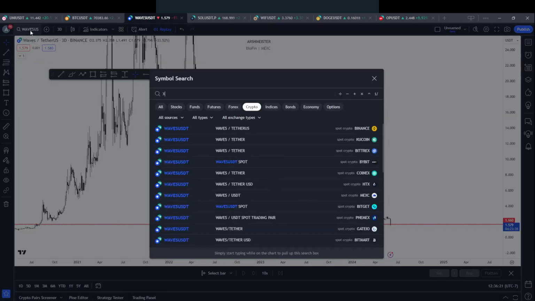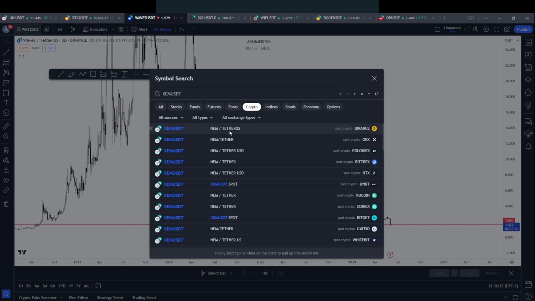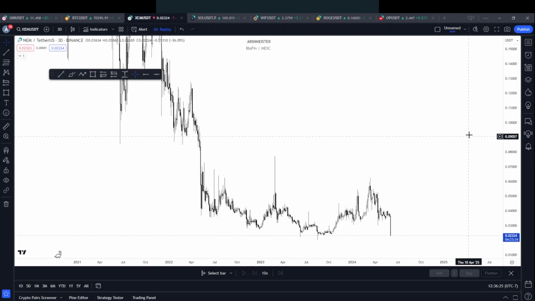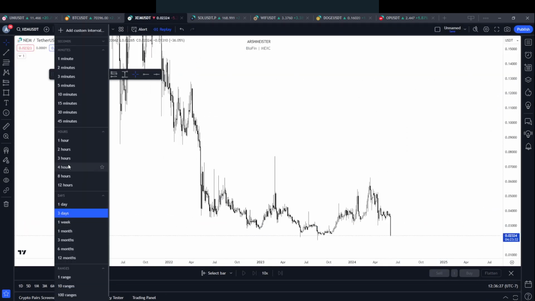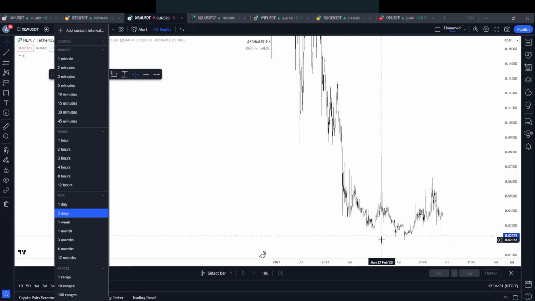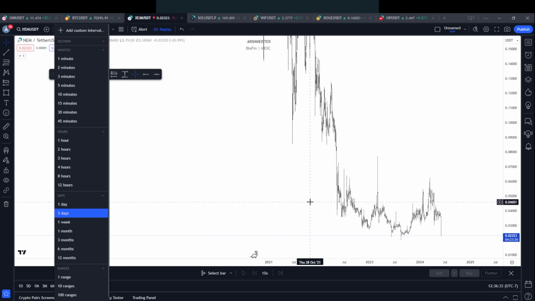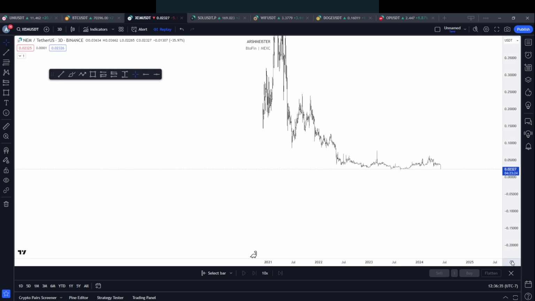XEM, probably same thing. That's a shitcoin. Like this is a 3-8 chart, but if we... Oh, this got delisted too, huh? Yeah, don't touch anything that's delisted. It's almost at all-time lows. So don't touch these coins.